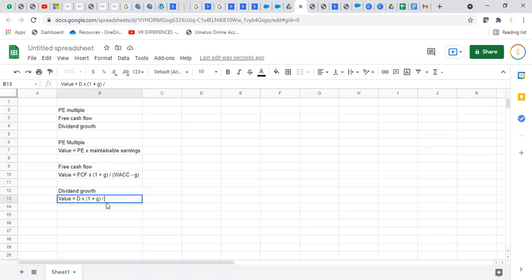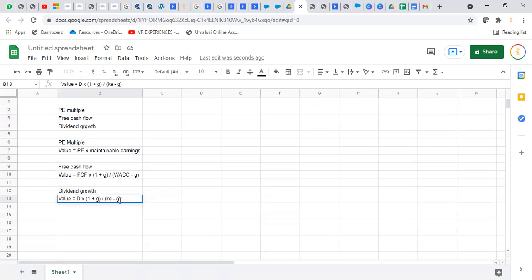Then we say divided by, instead of using WACC, we use cost of equity minus the growth rate. So you can see the formula is basically the same. It is just the number we use for free cash flow is the free cash flow number, whereas for the dividend growth model, we're using dividends.